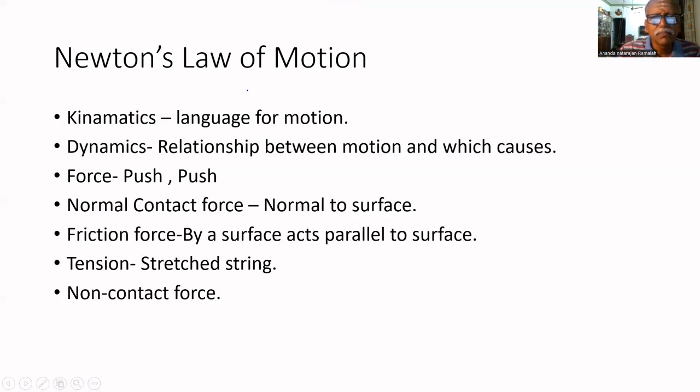Kinematics means the language for motion. Dynamics is the relationship between motion and the forces which cause it. Force means push or pull.